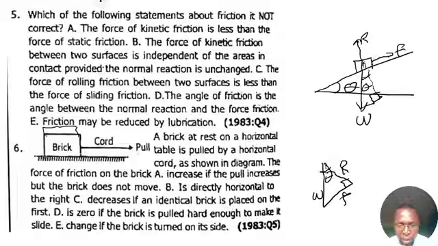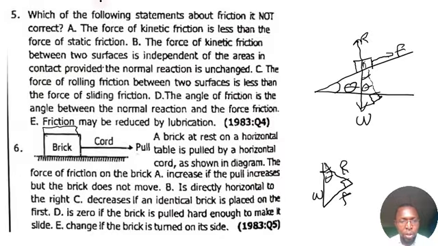Then D says the force of friction on the brick is zero if the brick is pulled hard enough to make it slide. Yes, it's zero because the friction has been overcome. At the point that it's moving, the force of friction has been overcome. Then option E says the force of friction on the brick changes if the brick is turned on its side.